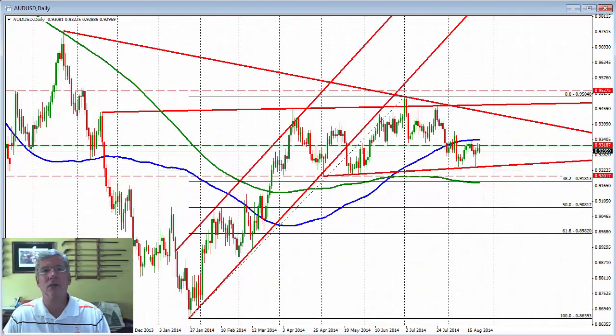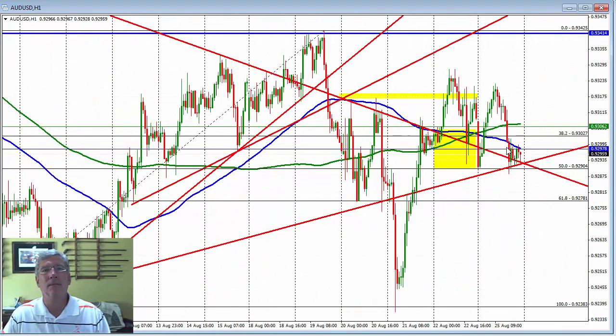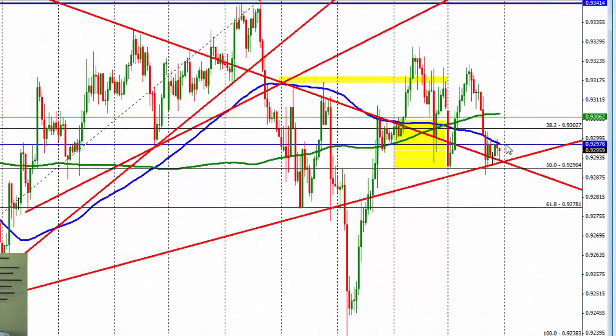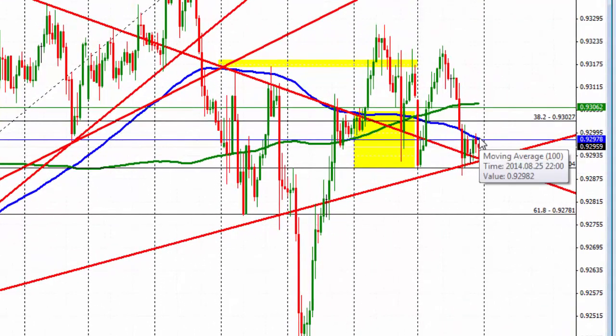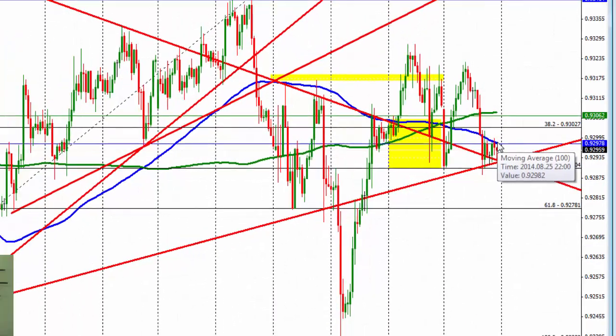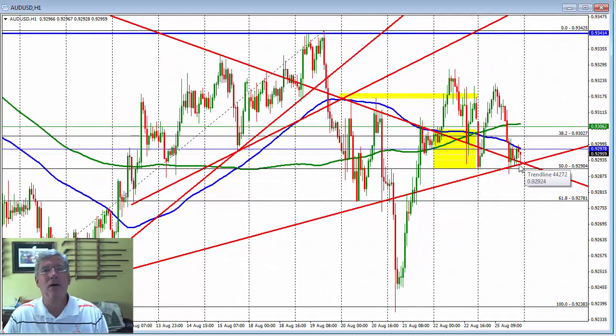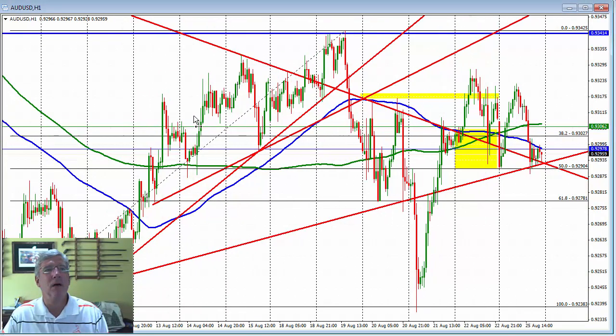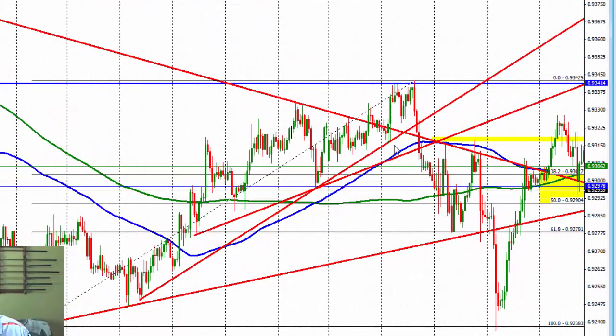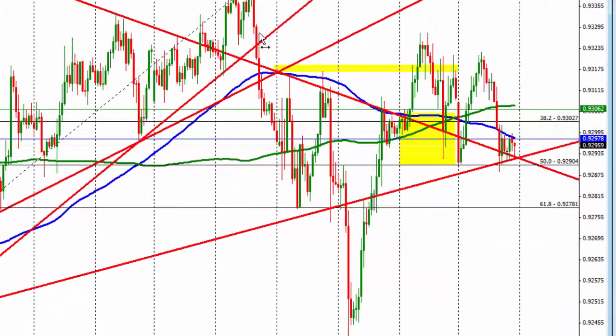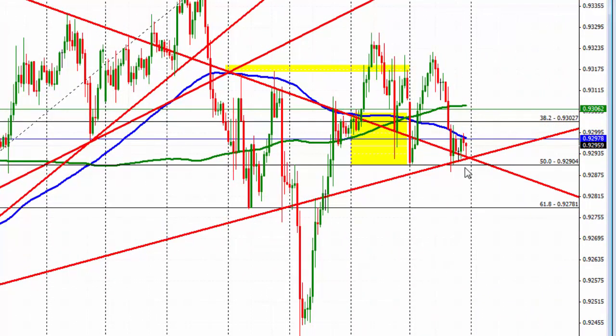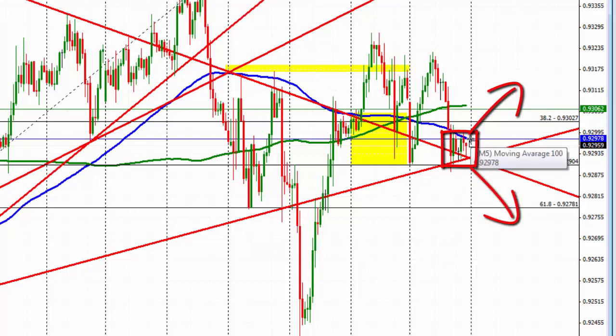And the Aussie versus U.S. dollar coiling like a spring here below the 100-hour moving average at the 92.98 level. Let's call it 93, and above the 50% retracement of the most recent move up from the August 8th low to the high that we saw on August 19th or 18th. So get above the 100-bar moving average or below the 50% retracement level. This is the neutral zone. Either we're going that way or that way.